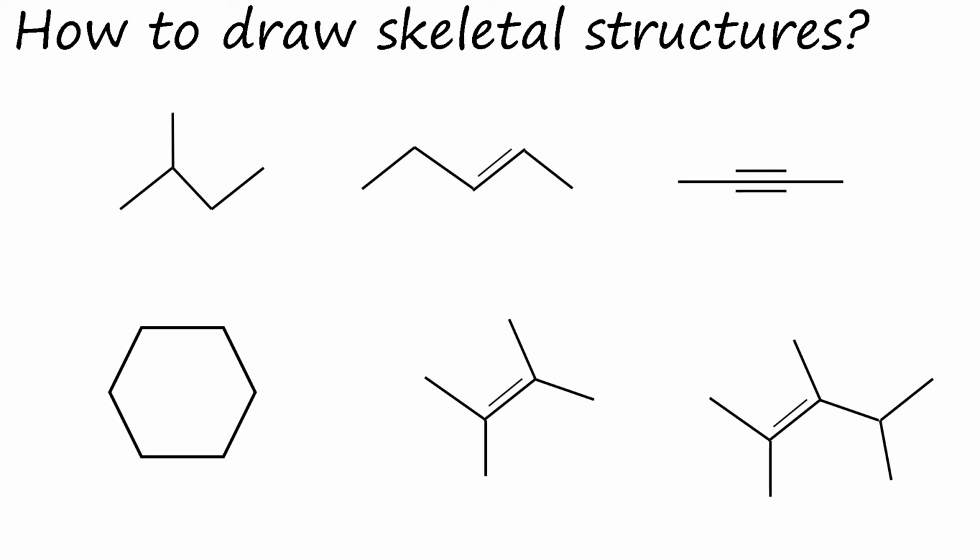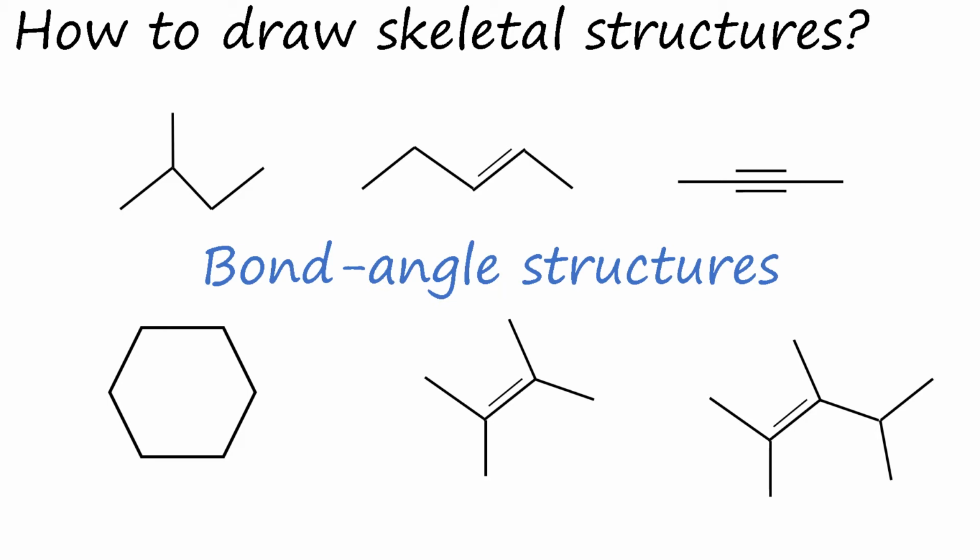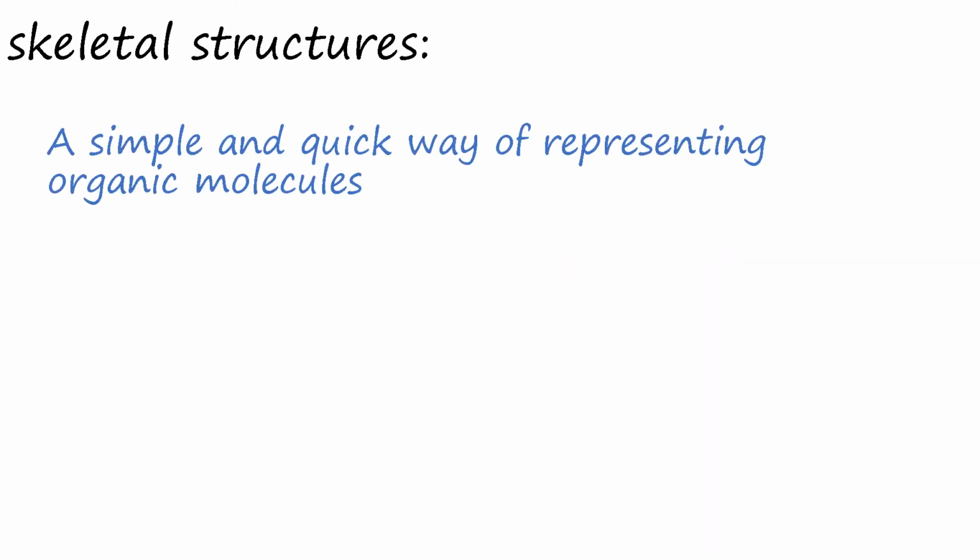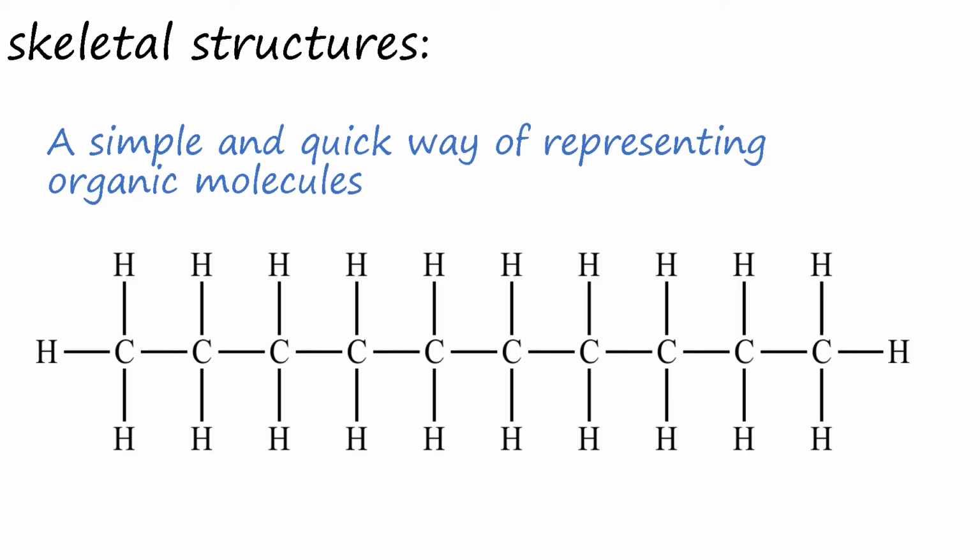Hey folks, in today's video, I'm gonna show you how to draw skeletal structures or bond angle structures. They're called bond angle because we only show the bonds and estimated angles between the atoms. The reason we need to learn how to draw skeletal structures is because they give a simple and quick way to represent large and complicated organic molecules, which otherwise would take a lot of time to draw using loose structures. Imagine you're having a chemical reaction and you have to draw the same structure over and over again. Using skeletal structures will save you a huge amount of time.